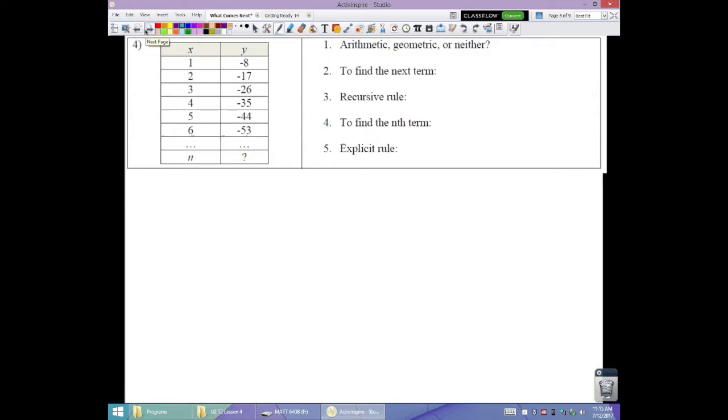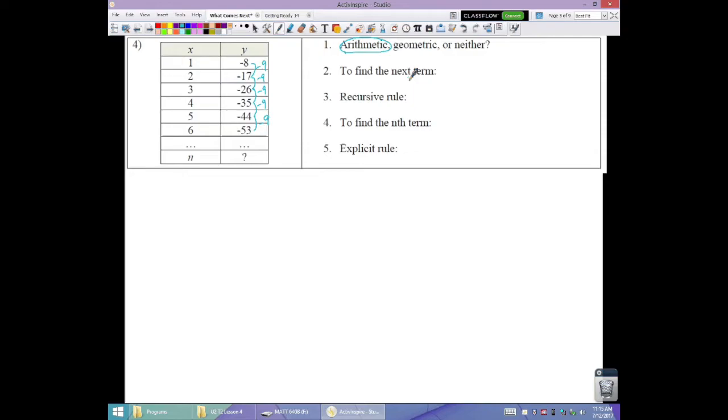So number 4 here, negative 53 minus negative 44. Now that's a lot of negative signs, but that answer is negative 9. Negative 44 minus negative 35 is negative 9. Negative 9, negative 9. So this one, if we are subtracting 9 each time, that is an arithmetic sequence.